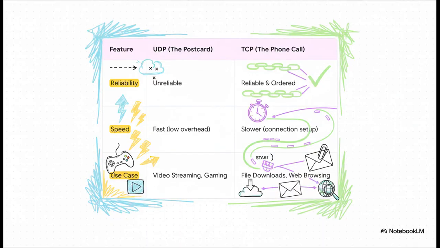Let's just break it down one last time. UDP, our postcard, is unreliable but fast. This makes it absolutely perfect for things like live video streaming or online gaming. Think about it. If you lose one single frame of a video or one packet in a game, it's not the end of the world. Speed is what matters. On the other hand, TCP, our phone call, might be a little slower to get started, but it is rock-solid reliable. It's absolutely essential for things like file downloads, your emails, and just general web browsing. You know, situations where every single byte has to arrive perfectly intact and in exactly the right order.